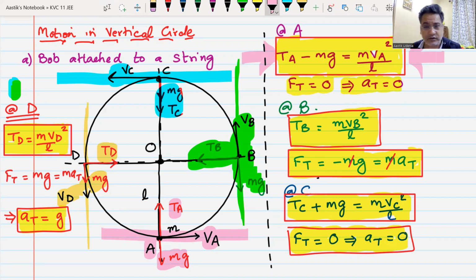So once you put the value of velocity of A in this equation, you will get the tension at point A. If you put the tension here as 0, you will get the velocity at point C. I am not going to do it for you. You are the one who is going to do it on your own. So this is what we will get. These are the equations we have already made.